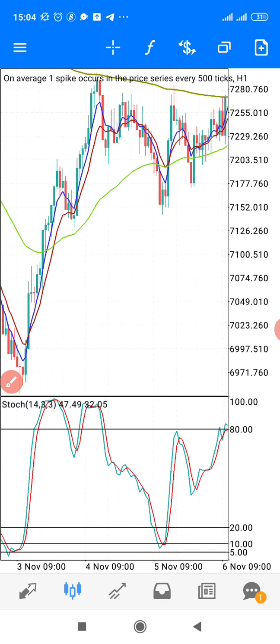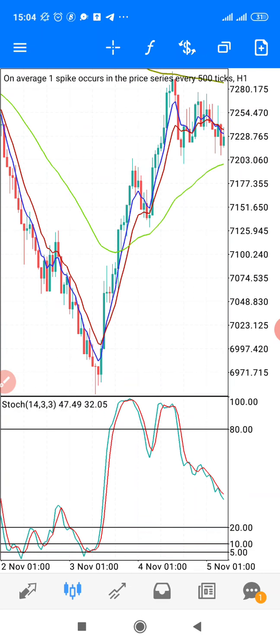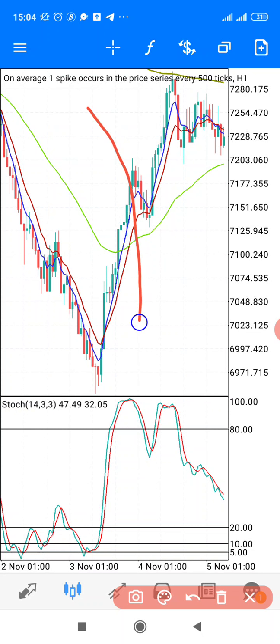All right, now let's move. Okay, so I said Boom is the opposite. If you are going to sell Crash, you will look to sell, which means you want to come down like this. But note, it may not come down like this. It may come down like this.